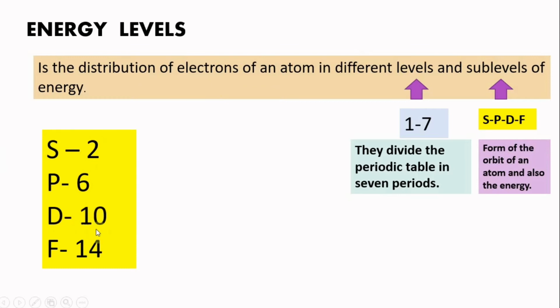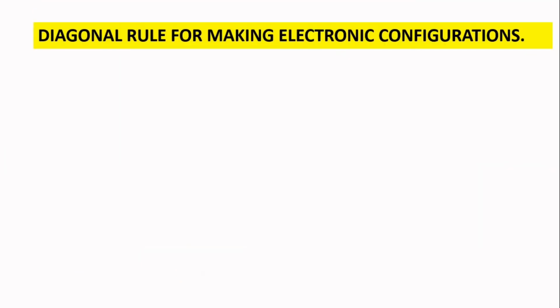Now, let's use the diagonal rule for making electronic configurations. You're going to need a piece of paper and a pencil. So, write on the left side the 7 levels of energy. And remember to work in order. So like this, from 1 through 7, and leave a space in between each number.